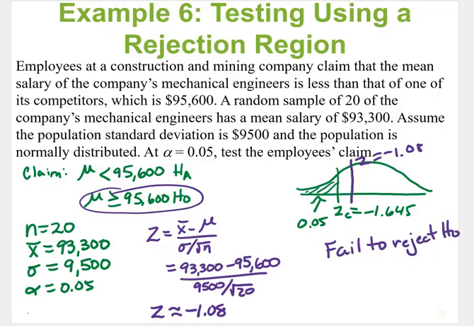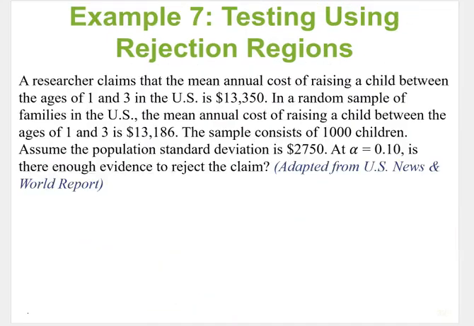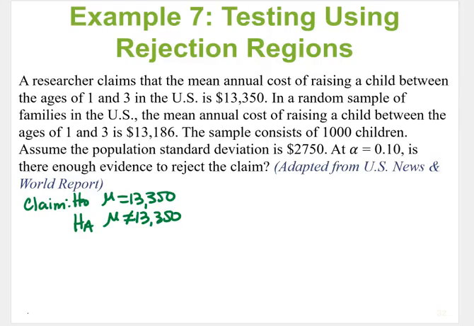All right, let's do one more just to make sure we got this rejection region thing under control. A researcher claims that the mean annual cost of raising a child between the ages of 1 and 3 is $13,350. So there's my claim. The mean is $13,350. That is definitely my null because it's got the equal to, and my alternate will be that mu is not equal to 13,350. So this will definitely be a two-tail.